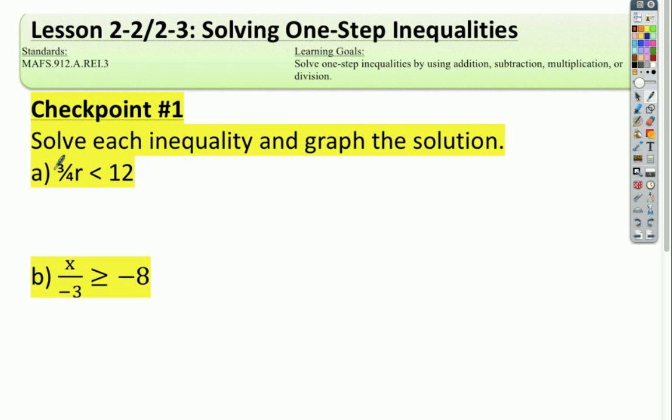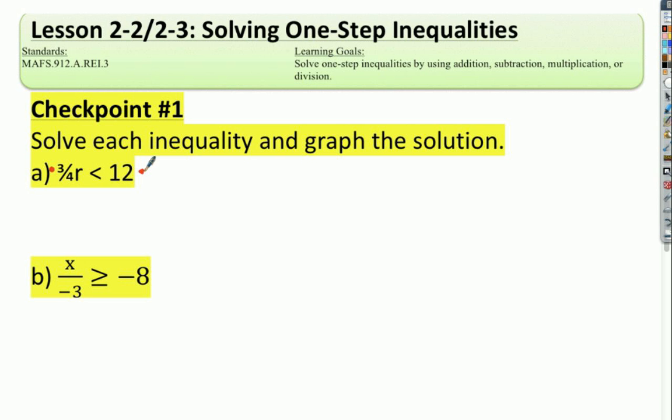Multiply by the reciprocal, and what is the reciprocal again? 4 over 3. So you multiply by 4/3, multiply by 4/3, that cancels out, and you get R is less than 12 times 4 divided by 3. 48 divided by 3 is 16. That was a one-step inequality. That is it. And then of course you saw the graph already.